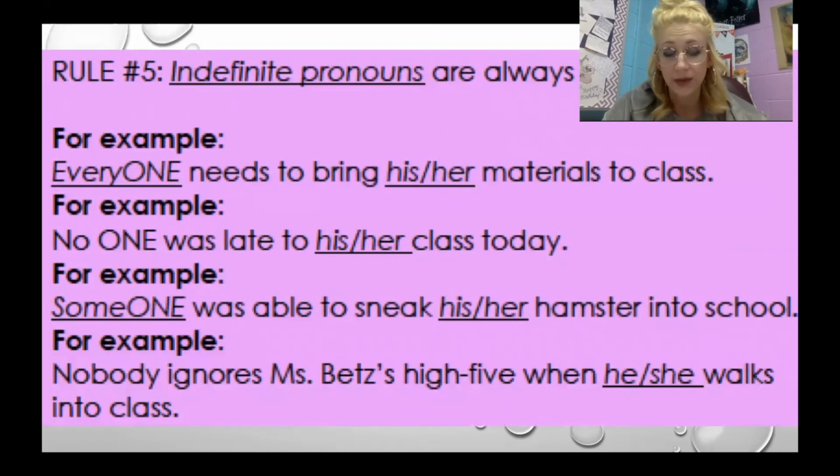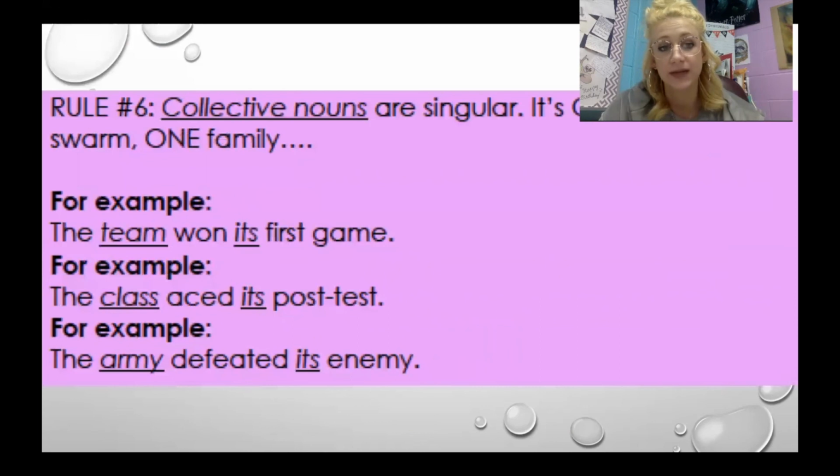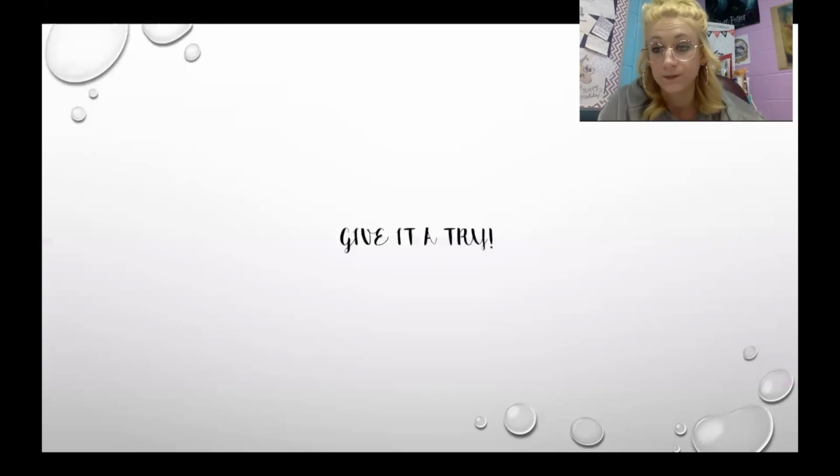Indefinite pronouns, when we're using that as our antecedent, every one, someone, no one, everyone, those are singular. So we need singular pronouns. And our last rule is collective nouns. Collective nouns are groups of things working together as one unit. So they are singular, team, one team, class, one class, army, one army. If I'm talking about something working together as one unit, it is singular and therefore needs a singular pronoun.